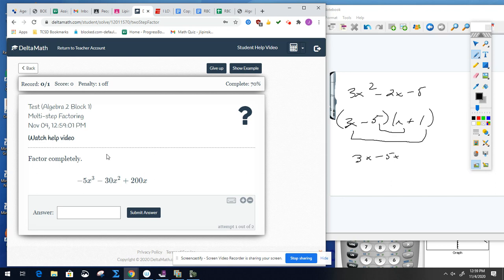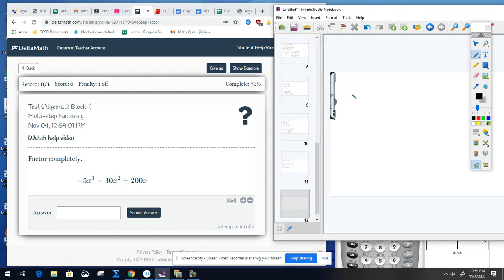Okay, multi-step factoring. So we're going to take a GCF out first on this problem. Negative 5x cubed minus 30x squared plus 200x. I'm going to take an x out and a negative 5. So really, I'm dividing all these by negative 5x, which would give me x squared, then a plus 6x, then a minus 200 divided by 5 is 40.